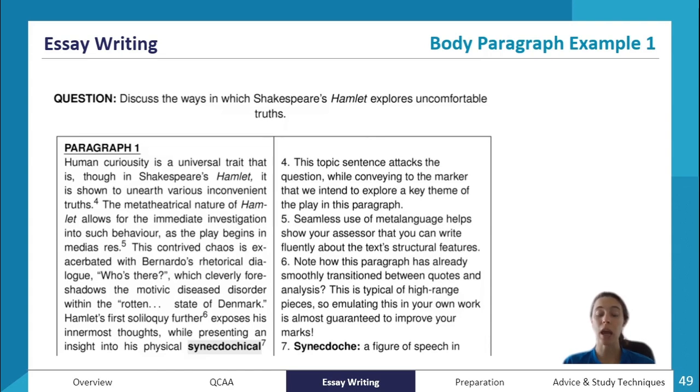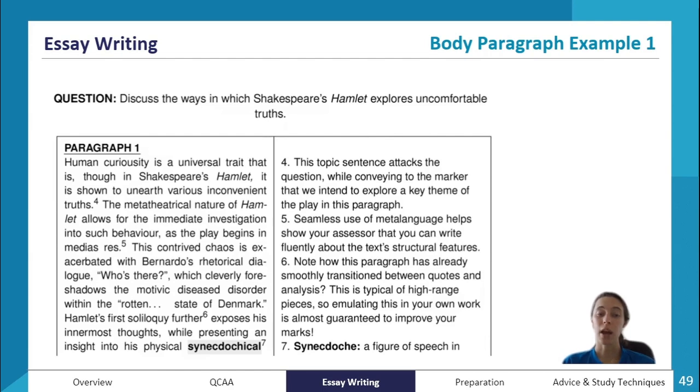truths again, but you can see how we've brought in a synonym already. We're not repeating the idea of uncomfortable. We're actually using the word inconvenient instead to show that variety of vocabulary too. And we are going to explore this theme in this paragraph. It's clearly showing what the paragraph is about as well.